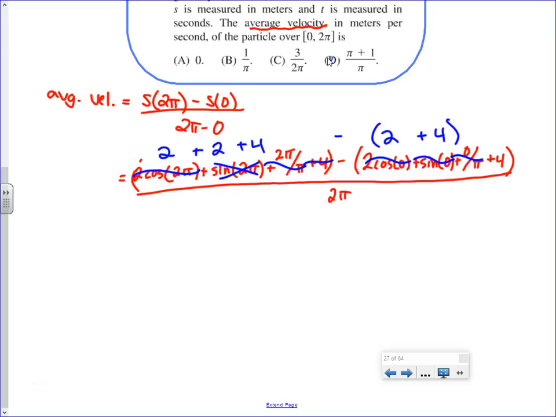What's going to cancel out? A 2 with a 2 and a 4 with a 4. What's left? 2 over 2 pi. And what can I do with that? Reduce. Whew. Questions?